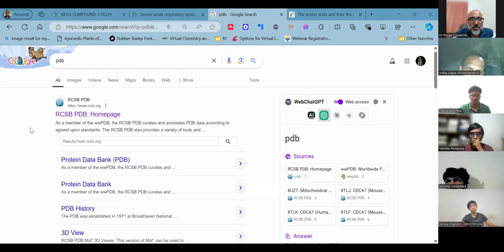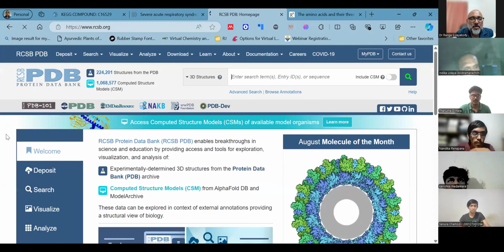It's very important. Now let's say this is the Protein Data Bank. So the world's largest repository, the deposit of protein structures.